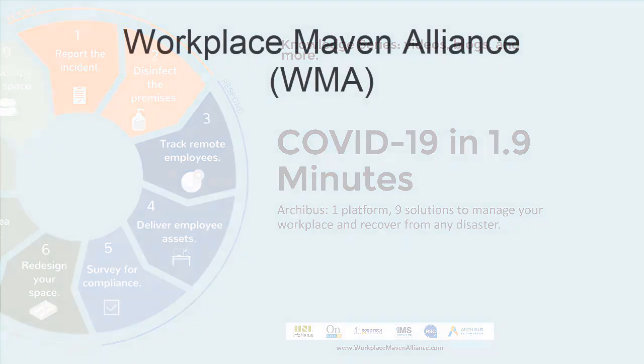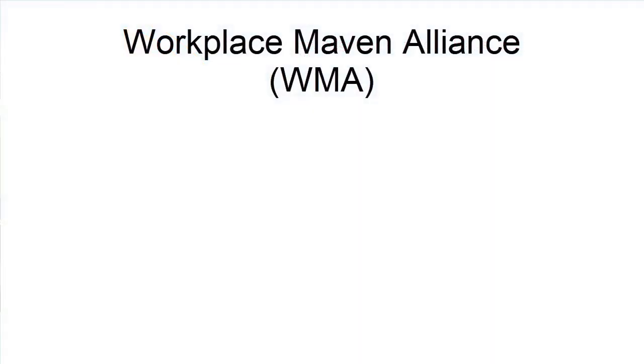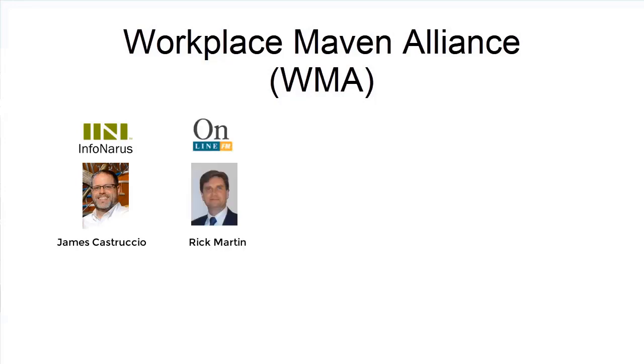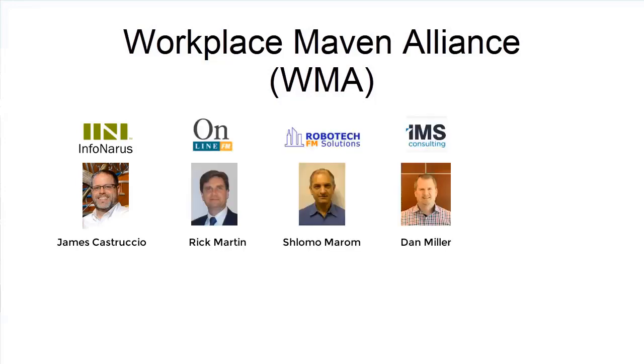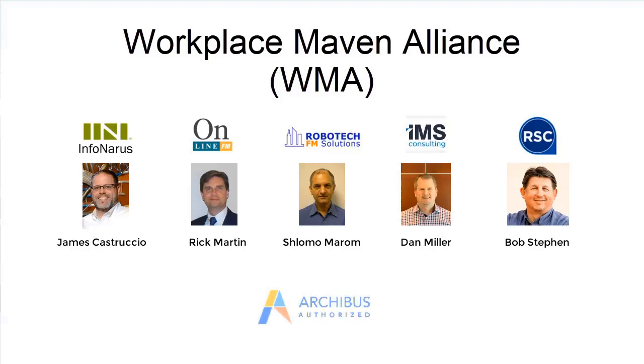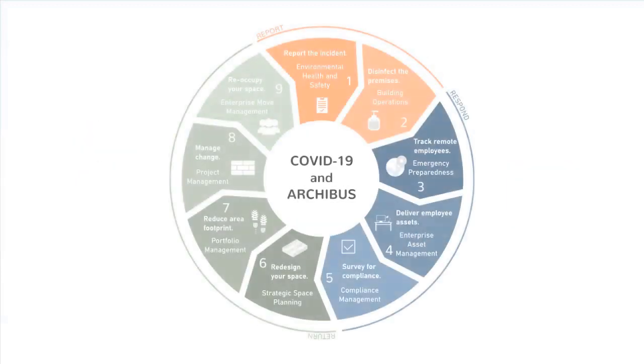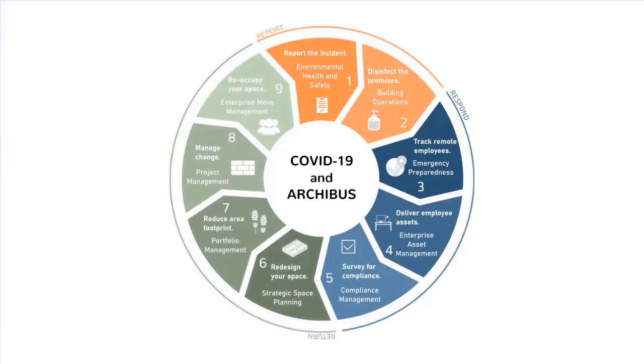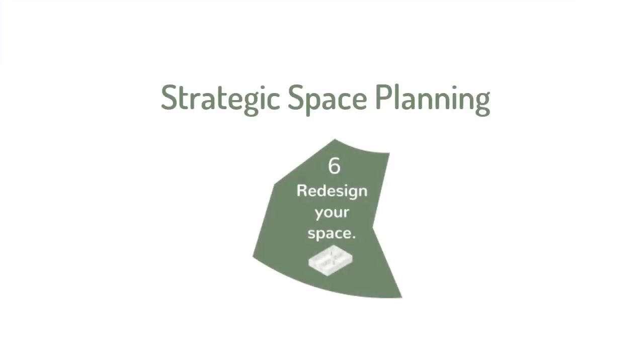And with that, I have with us the Workplace Maven Alliance, which consists of Infinaris, Online FM, Robotech, CAD Solutions, IMS Consulting, RSC, and all 5 of us are certified Archibus business partners. This infographic shows us the 9 modules or activities within Archibus that we believe can provide probably the only solution in the world that can take a disaster from beginning to end, starting with 1 all the way through 9.